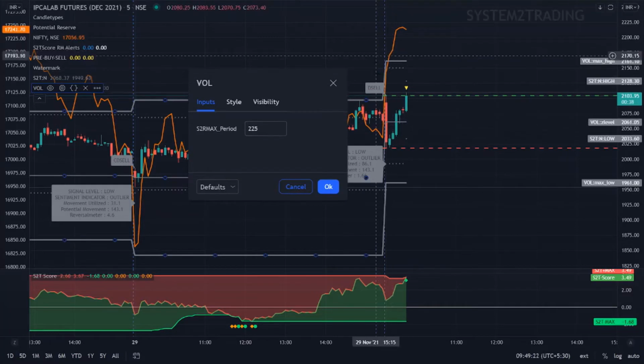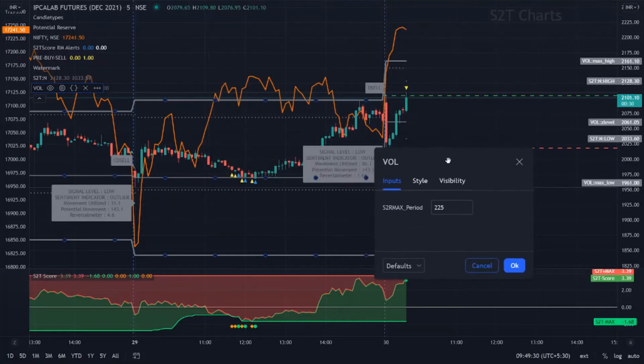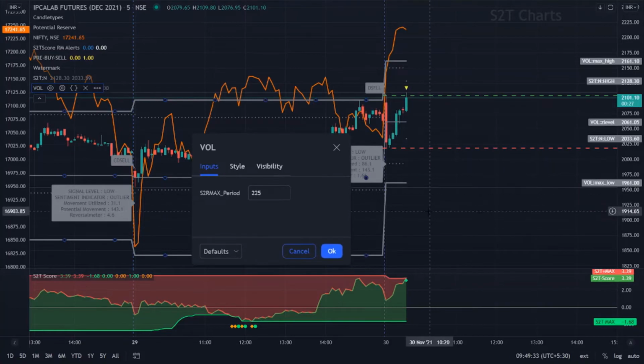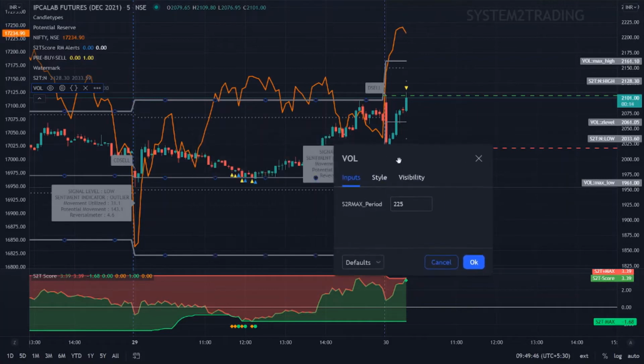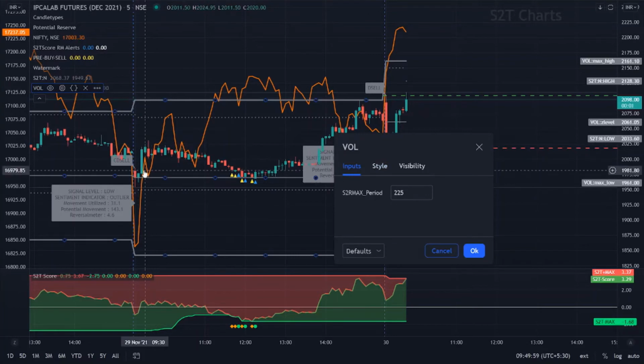This is a look back period for it to calculate volatility. By default I have kept it at 225, but you can change it to whatever you are testing, and based on your testing results you can change it to more days or fewer days. The 225 does not denote days, it denotes candles. It is the number of candles for the look back in a 5-minute time frame. A day has around 75 candles, so 3 days will be 225 candles.